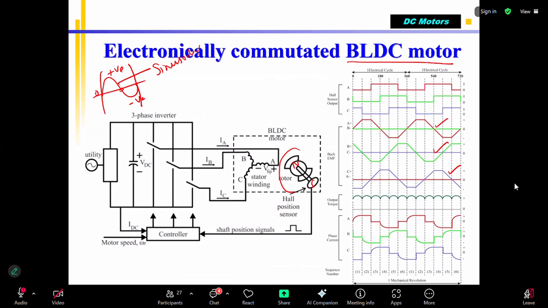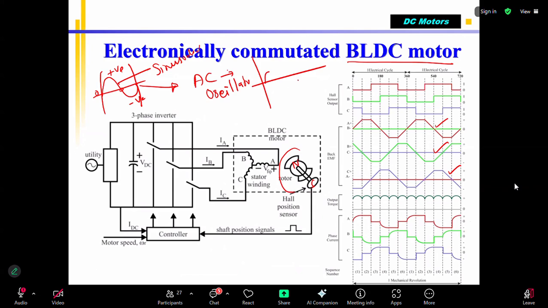Correct? Synchronous motor, 3-phase AC, 2-phase AC, or induction motor, you give an AC voltage. But the main thing is that generating the AC voltage itself is complex. Note that you need to generate AC voltage. You need an oscillator which generates this AC voltage.